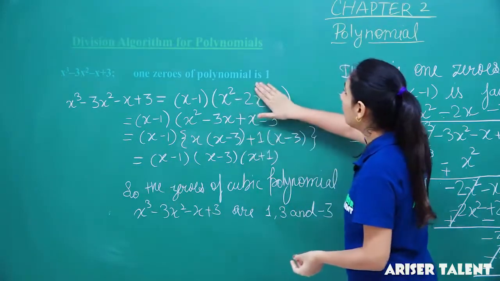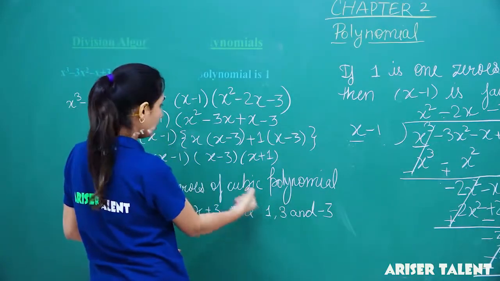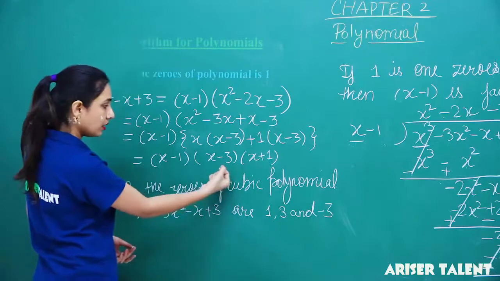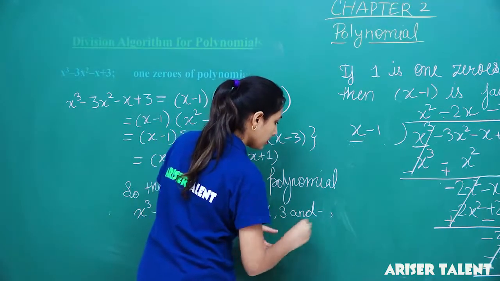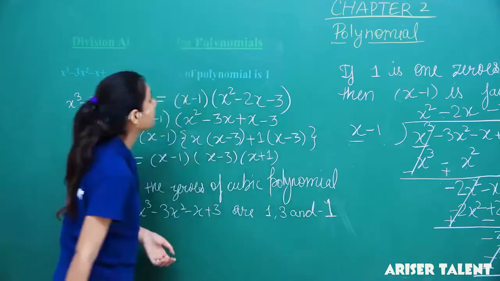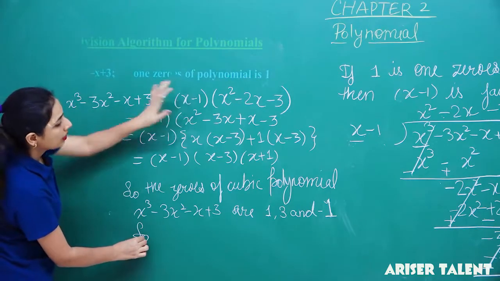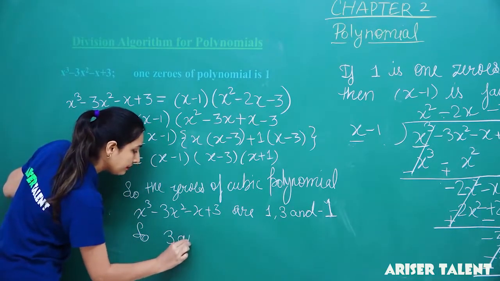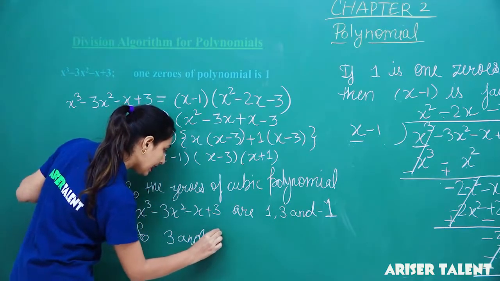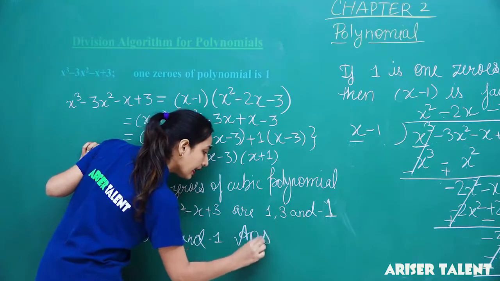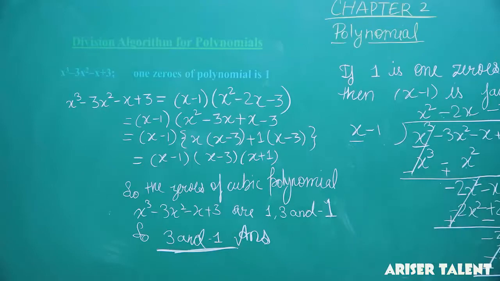So, we were given one zero of the polynomial, 1, and the other two zeros, 3 and minus 1, are our answer. Okay, note it down. I am going to rub this.